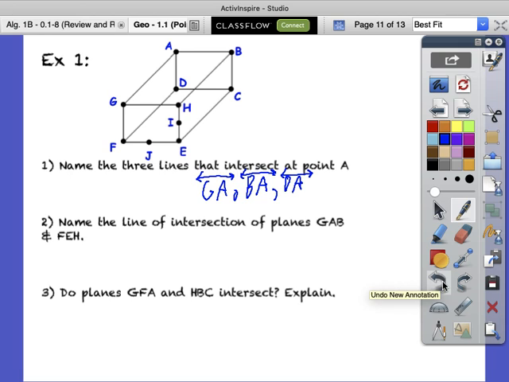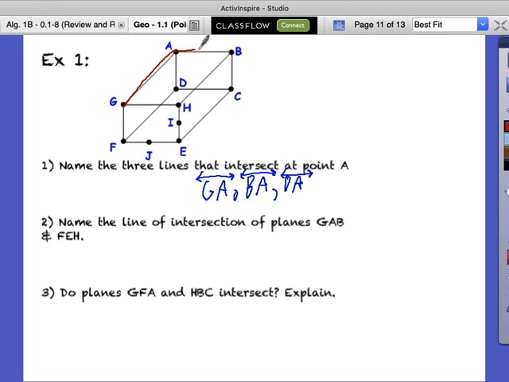Can somebody help me where planes GAB and FEH intersect? Planes GAB and FEH intersect. To help us with this a little bit, it might help us to look at it and say, okay, where are these two planes? So plane GAB, oh, so it's kind of the top here, okay? So plane GAB, and then we also have plane FEH. So FEH, oh, it's kind of the side, okay? So as we even draw those out, what line do they share?